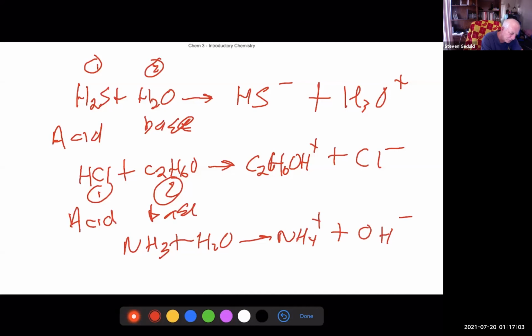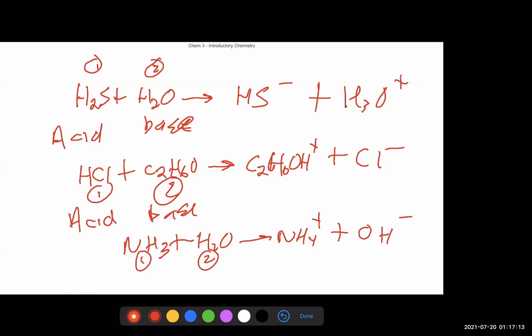Okay. We'll do number 1, we'll do number 2. Number 1 is what? Acid or base? What's it doing? Is it accepting a proton? Yeah, it's going from NH3 to NH4. It's gained an H. It's accepting a proton. So this is your base.